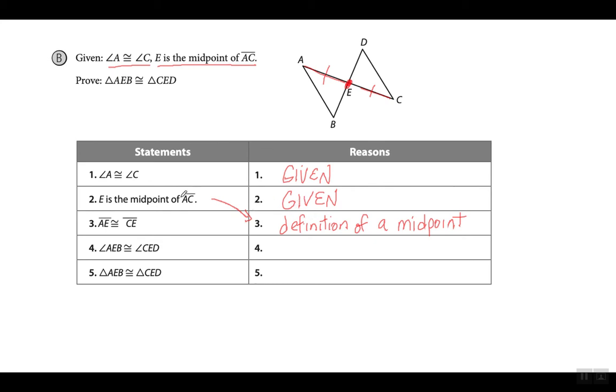All right, but basically, once they told us that E is the midpoint of AC, that means that segment AE has to be congruent to segment CE, because that's the definition of a midpoint.